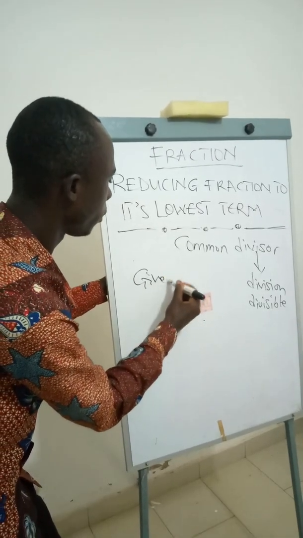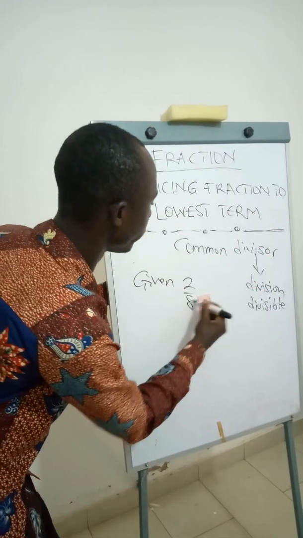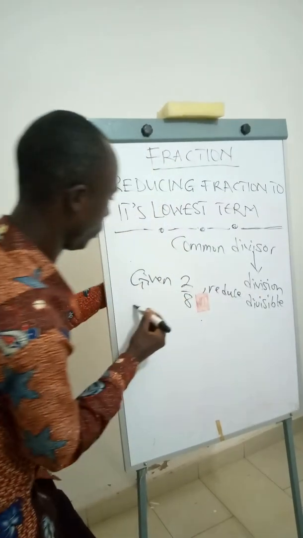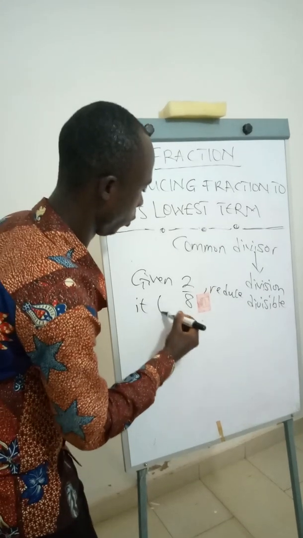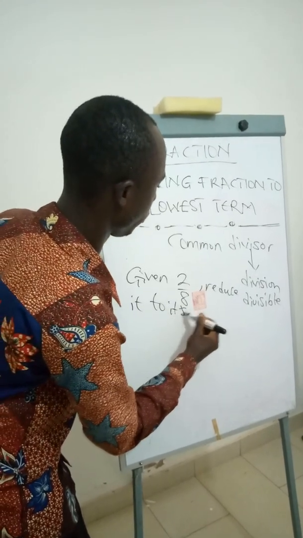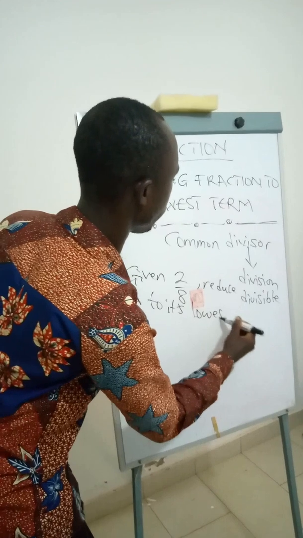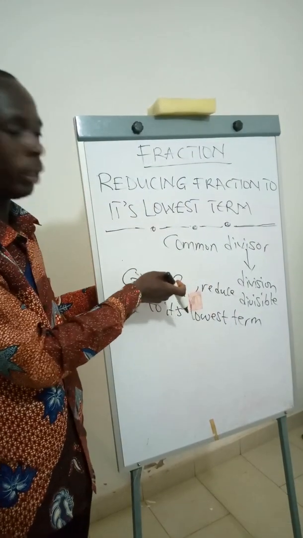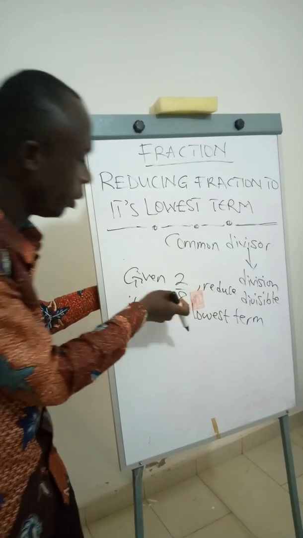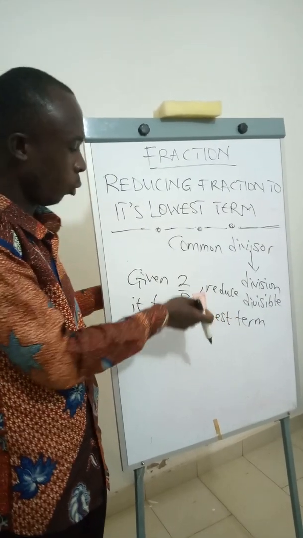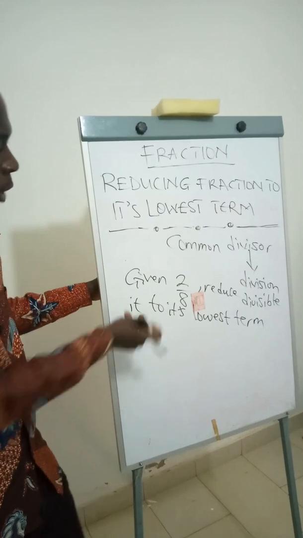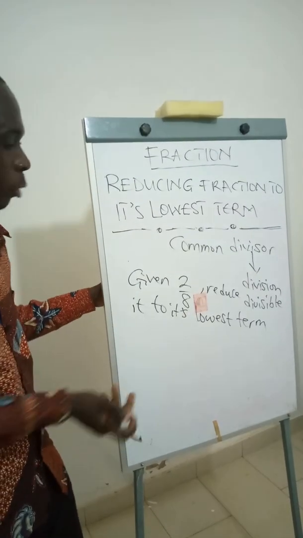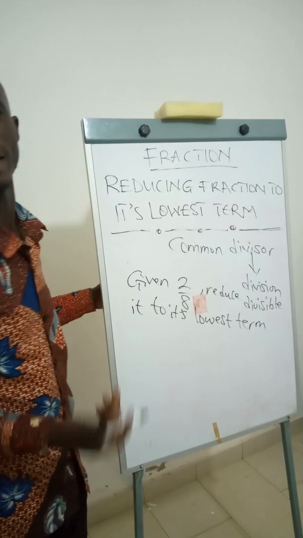Given 2/8, reduce it to its lowest term. You see now we have the numerator as 2 and the denominator as 8. You ask yourself, what number goes into 2 and at the same time into 8? It should be the same common divisor.